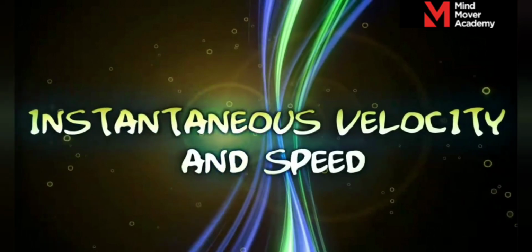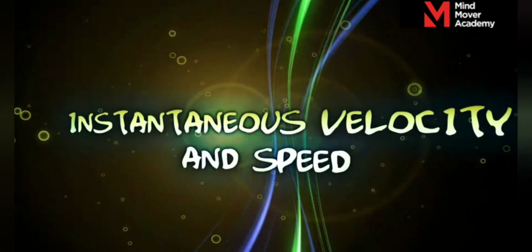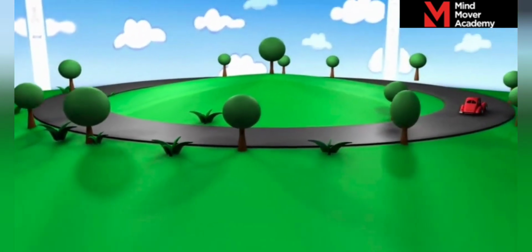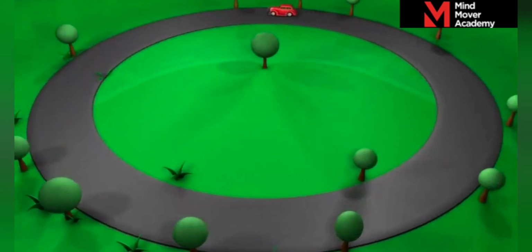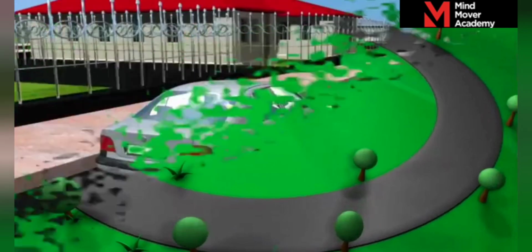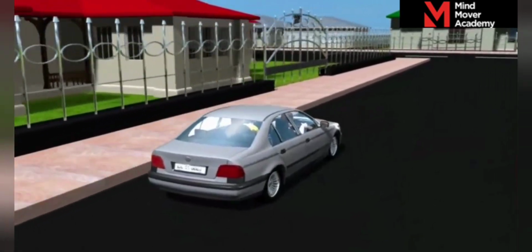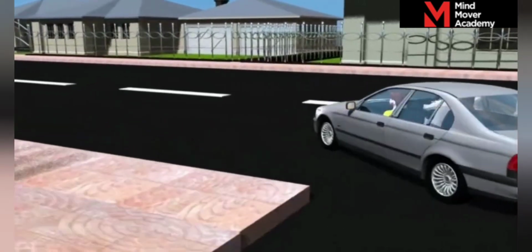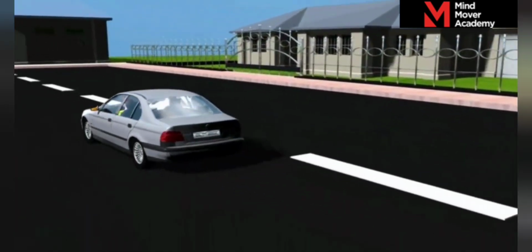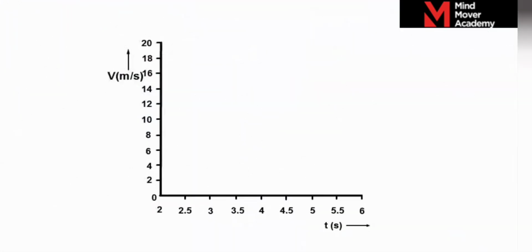Instantaneous velocity and speed. The average velocity tells us how fast an object has been moving over a given time interval, but does not tell us how fast it moves at different instants of time during that interval. For this, we define instantaneous velocity, or simply velocity v at an instant t.